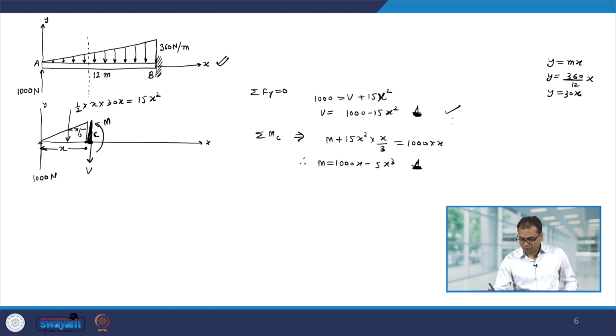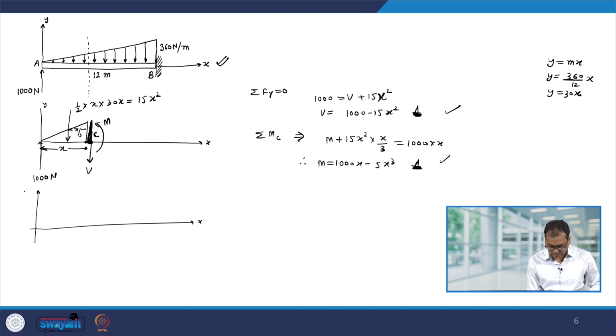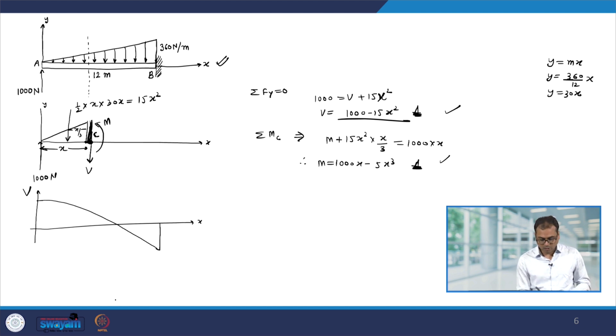Now, let us plot this V and M as a function of x. So, let us say this is x axis, this is V. So, you can see here that the plot of 1000 minus 15 x square, because of minus 15 x square it is going to decrease. So, therefore, it will go like that, and we can find out what are the maximum values and what are the minimum values.